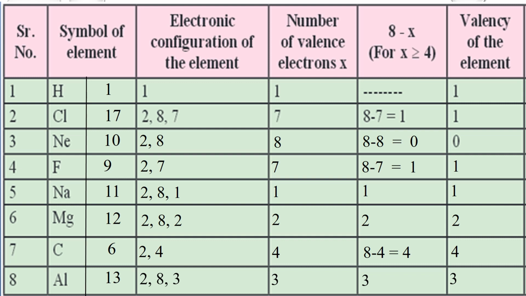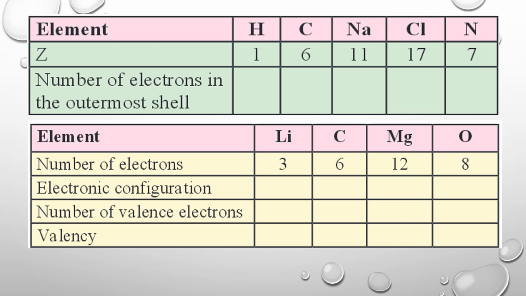Now, these are the 2 tables which you will be solving. It is there in your text. Same method you have to follow. Let's discuss the first table. It's written element: hydrogen, carbon, sodium, chlorine, nitrogen. So H, C, Na, Cl and N. Now it's written Z. Z is nothing but the atomic number. So you have to consider these numbers, that is 1, 6, 11, 17 and 7.